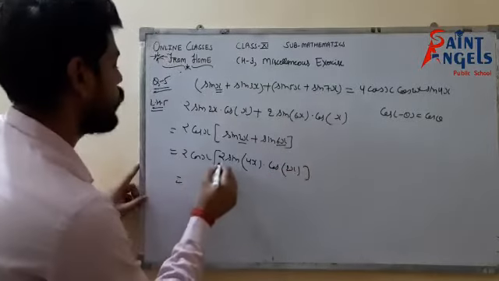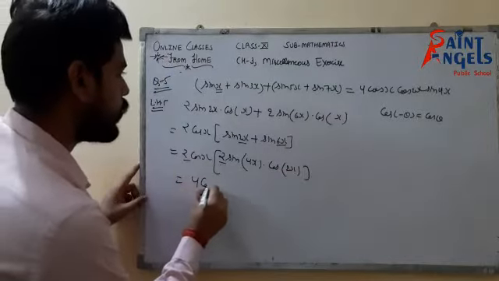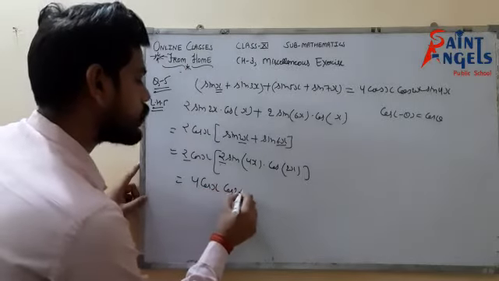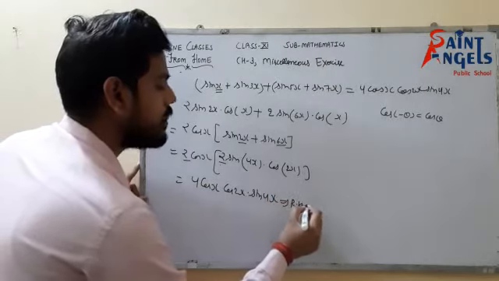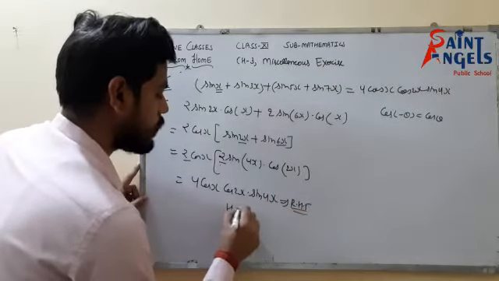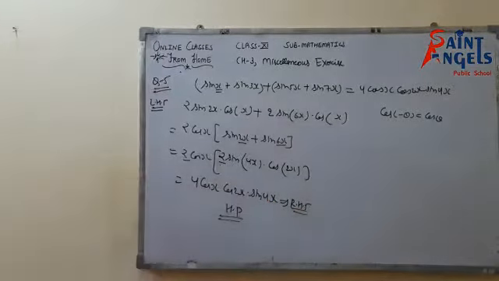I hope that there is no issue. 2 times 2 is 4, so that is 4 cos x cos 2x into sin 4x, which is equal to our RHS. Hence proved. So students, please pause the video and note it down.